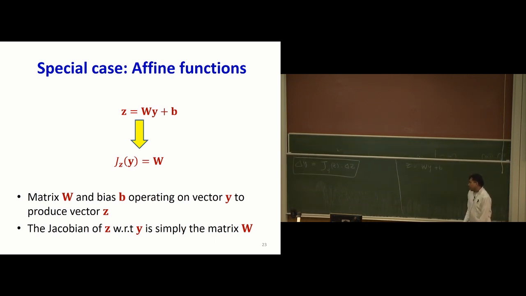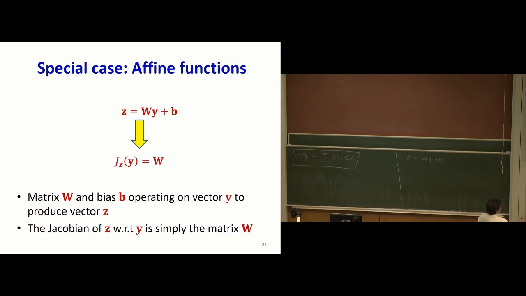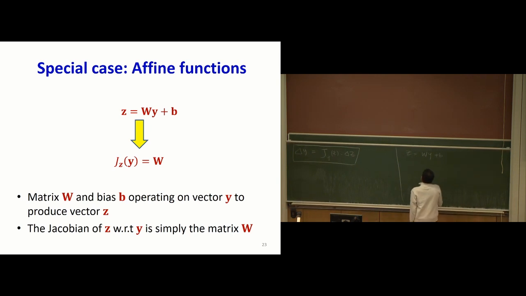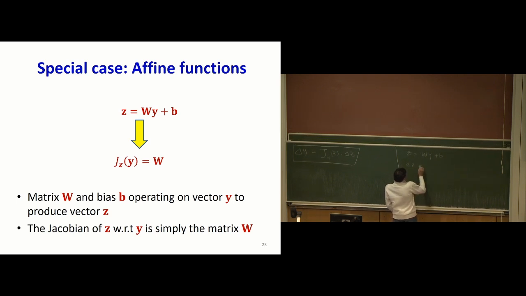Now, what is the derivative of z with respect to y? That Jacobian is simply going to be the weights matrix, w. And you can check this out. Delta z is going to be w times delta y. Through simple inspection, you can see that this holds. So this is basically satisfying the same relationship that we expect our derivatives to have, which basically tells us that the Jacobian of z with respect to y is going to be w.